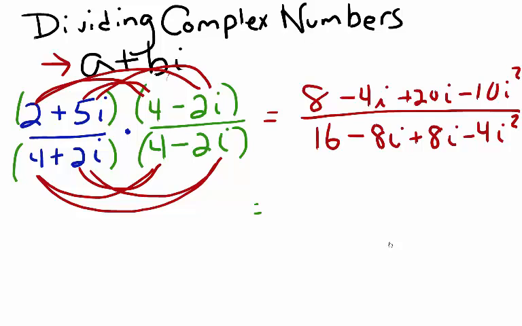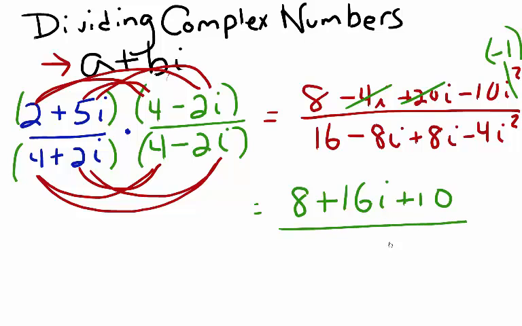Here I have 8. And then minus 4i plus 20i, those are like terms, that gives us plus 16i. Minus 10i squared, well, i squared is the same as negative 1, so negative 10 times negative 1 equals positive 10.